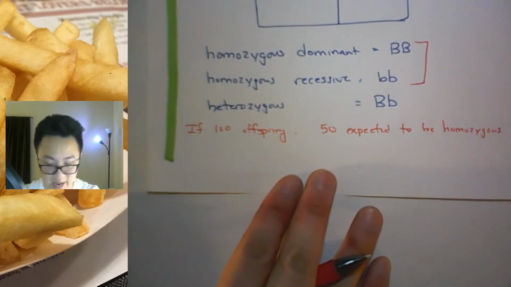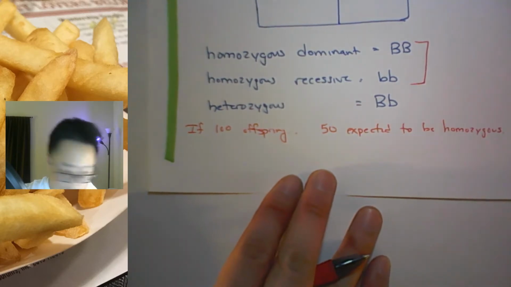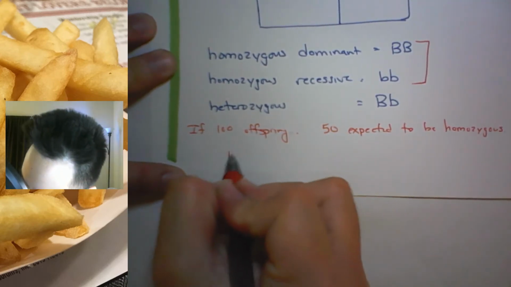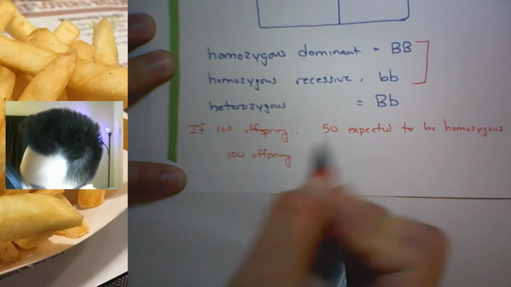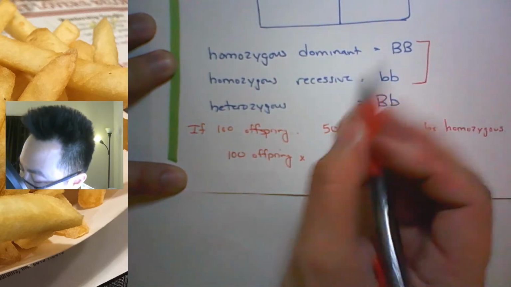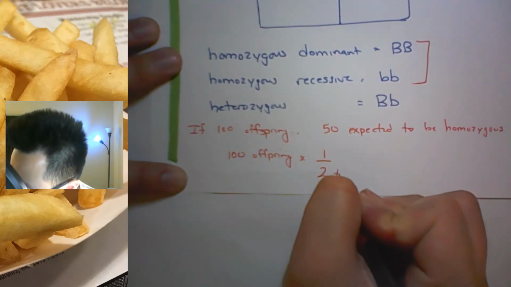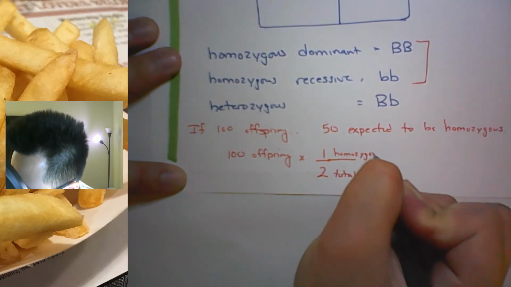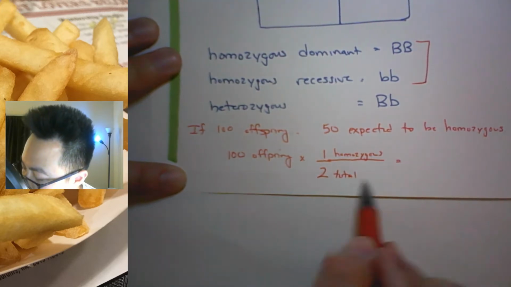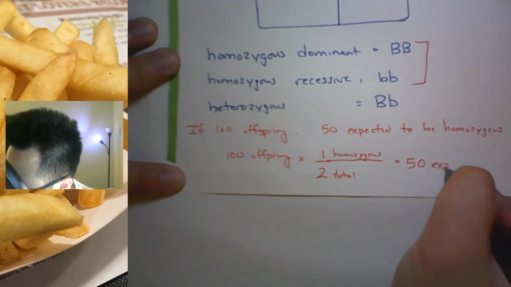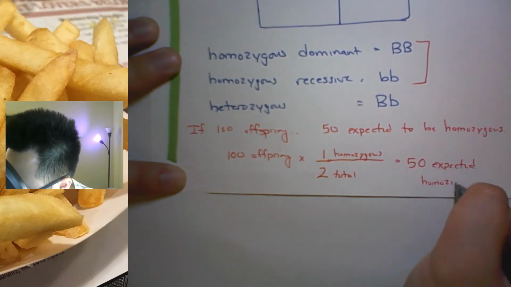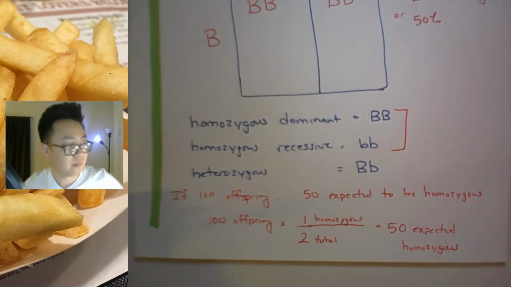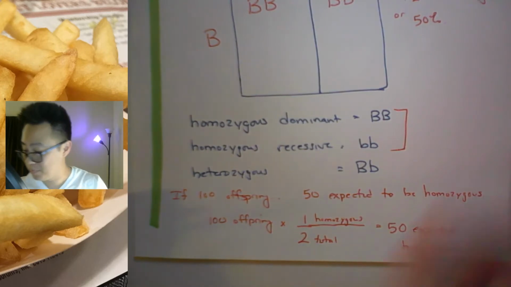Okay? And how I determined that was by doing a little bit of math. I start off with 100 offspring, and then the stats here, I multiply that by the stat, which is 1 out of every 2 total offspring, and 1 that is homozygous. Therefore, 100 times a half is 50. I hope that you found that helpful.